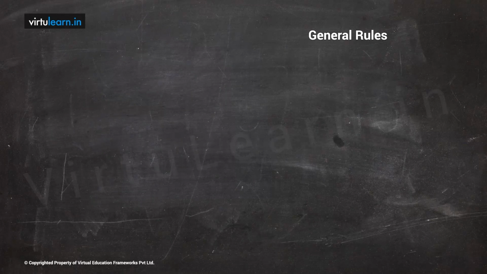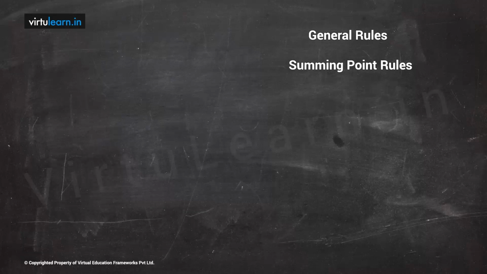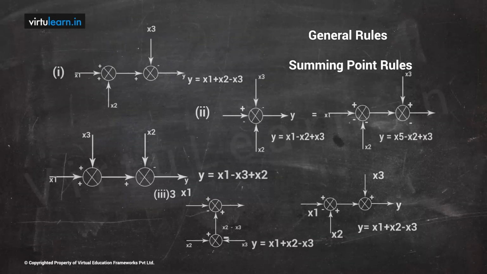Now coming to other rules, we know we have a summing point. Summing point is also an important element in block diagram representation. How these summing points can be moved when they are adjacently connected. Now look at the first one. In that, I have one summing point and another summing point. The first summing point has two inputs x1 and x2, and the output of this is connected to another summing point, that is x3.